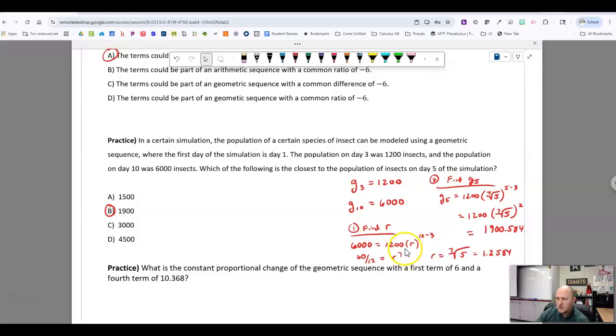So we can set up an equation. We know R was multiplied times itself 7 times. So you divide these, you get 60 over 12, which is just 5. And so you take the 7th root of 5 and you get 1.2584. Again, you definitely need a calculator for this. And then you have to find g of 5. So we plug 5 into our equation, which is 1,200 times the 7th root of 5 to the power of 5 minus 3. Okay? And you should have got 1900.584, and so B is your answer.